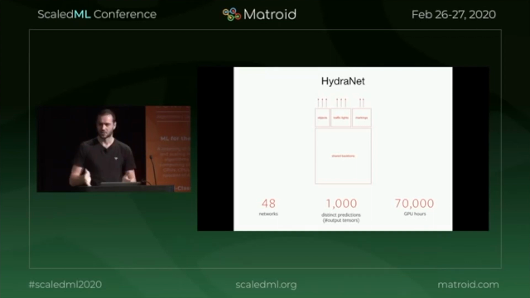And in total, the team is currently maintaining 48 networks that make 1,000 distinct predictions. These are just the raw number of output tensors. If you just take all of our networks and you add up the output tensors, it's 1,000. And those tensors, of course, can have multiple predictions in them. None of these predictions can ever regress, and all of them must improve over time. And this takes 70,000 GPU hours to train all of the neural nets.